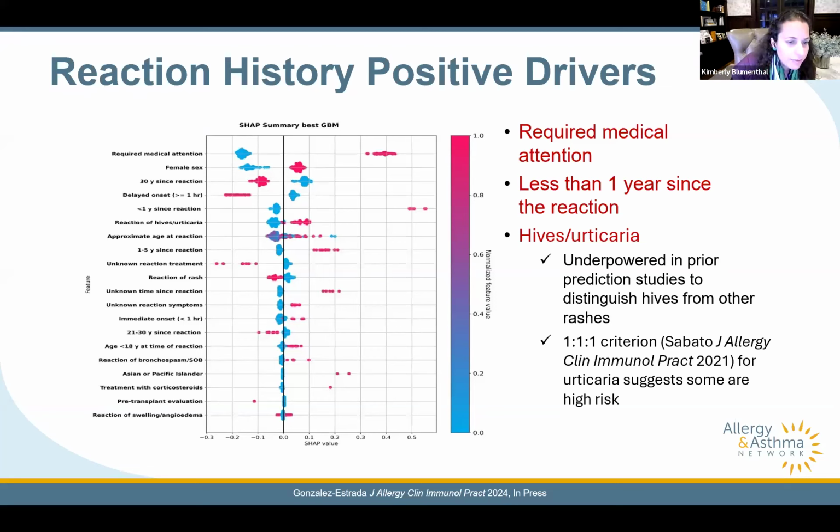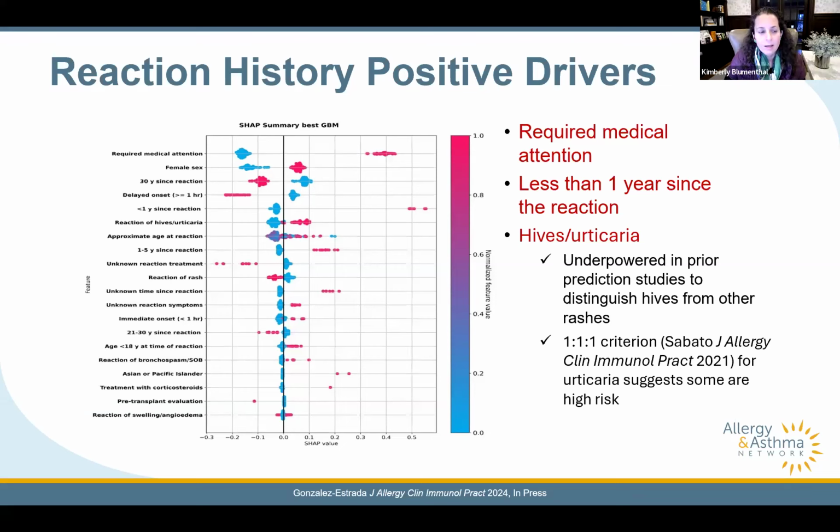The way that you can see that there are drivers: let's look at hives. You can see how it sort of splits. The blues are here and the pinks are here. That showed you it was a driver. And required medical attention, you can see how it even was better. The blues are here and the reds, or the pinks, are there. It's really split. So those are factors that we found important in our own data.